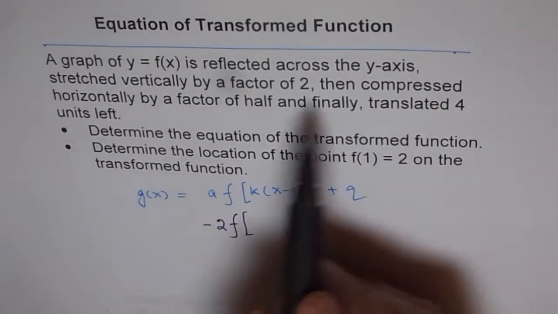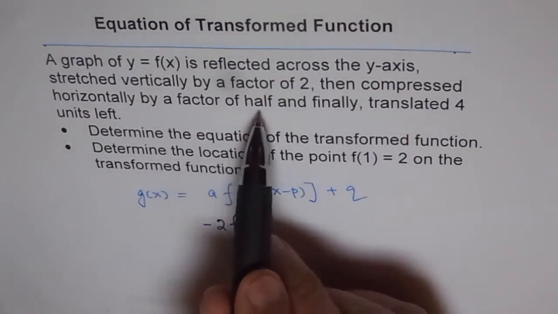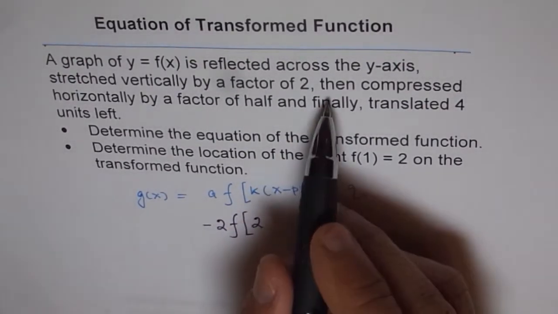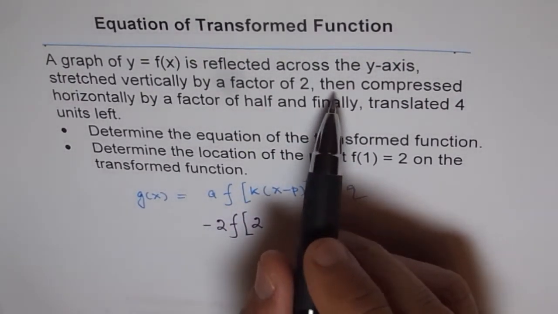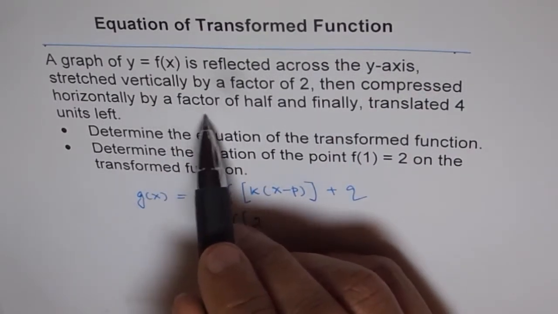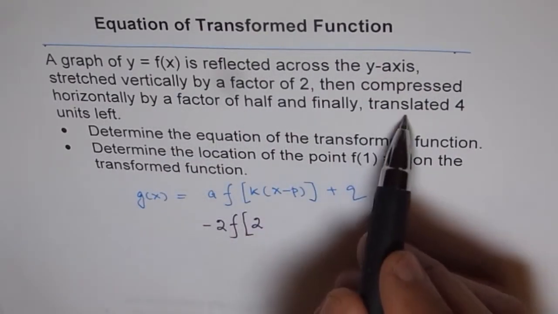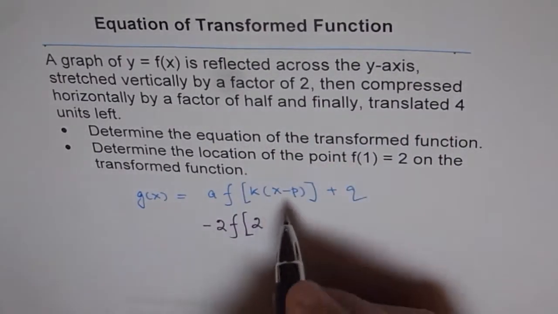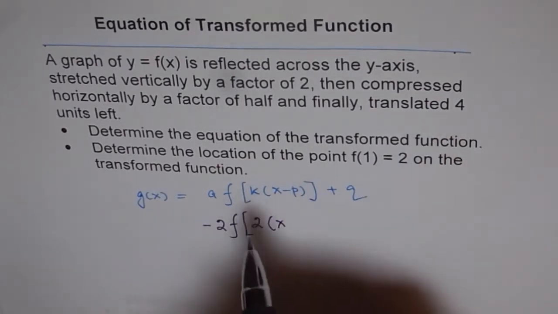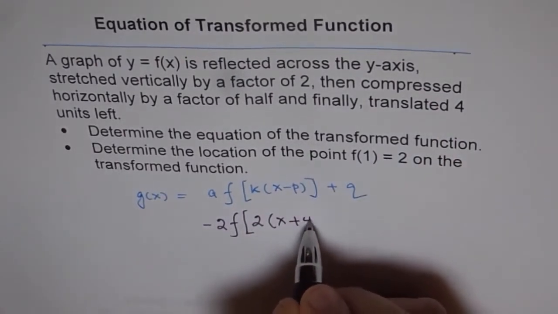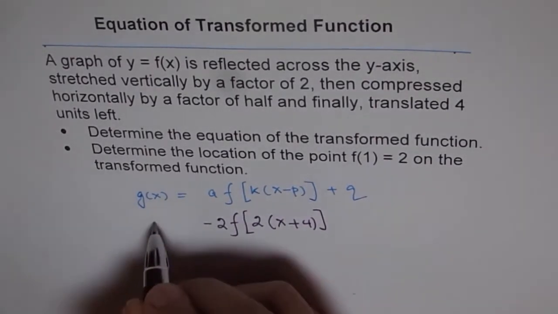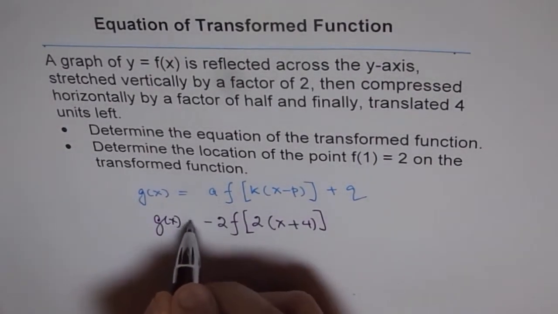Then compressed horizontally by a factor of half. The reverse of half is 2. And finally translated 4 units left. So it's horizontal, right? And that too 4 units left. That means x plus 4, right? Plus 0. So that becomes the transformed function g of x for us.